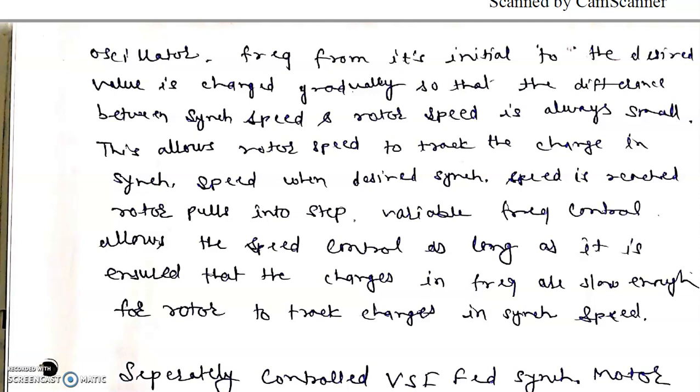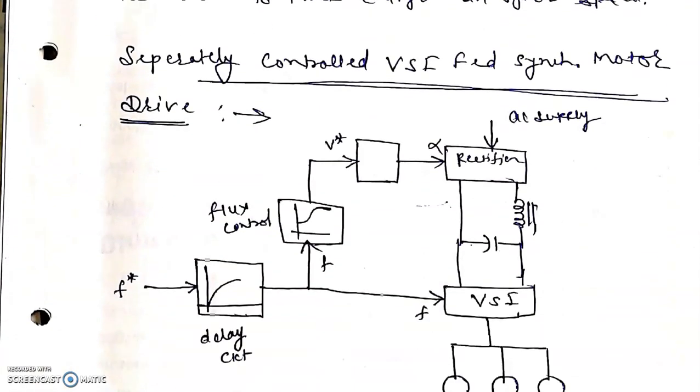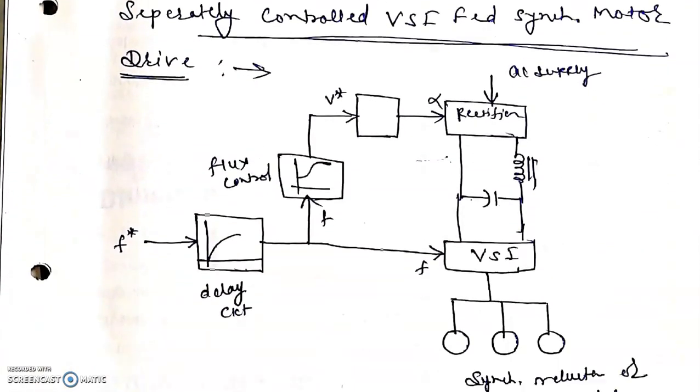So in this method, small changes in frequency will be done. There is a block diagram using this method: the separately controlled VSI fed synchronous motor drive. Here is the delay circuit. This is the reference frequency F. This reference frequency generates the frequency signal given to the VSI and given to the flux control block. This flux control block generates a voltage reference signal, which finally generates the firing angle alpha, which is given to the rectifier, and this frequency signal is given to the VSI.